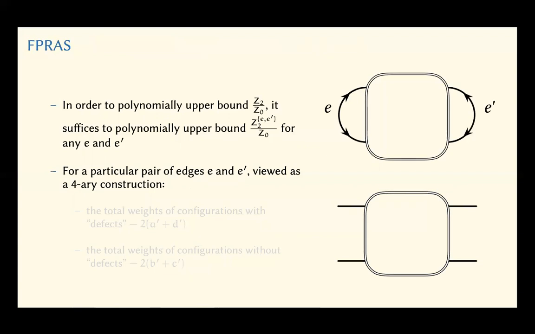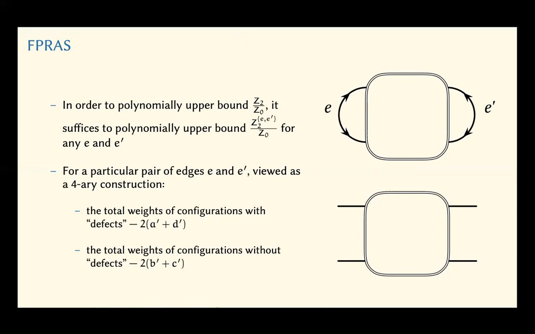So for a particular pair of edges, E and E prime, we can view it as a Fourier construction by cutting it open at the middle of two edges. And if we observe carefully, we can see that the total weights of configurations with defects on E and E prime are equal to 2 times the sum of A prime plus D prime, where A prime and D prime come from the constraint function A prime, B prime, C prime, D prime of the Fourier construction.